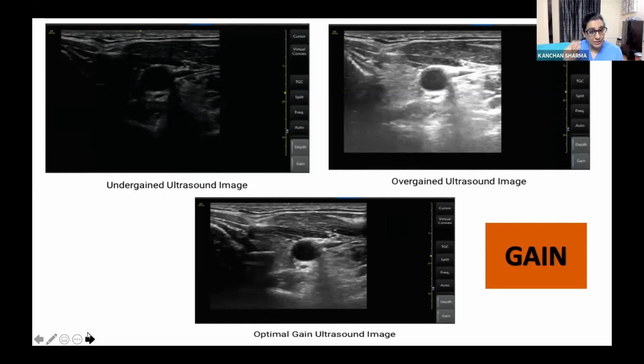So when we are increasing the gain, the machine is going to increase the amount of echoes returning to the probe. That's why the image is going to look hyperechoic to you. And if you are decreasing the gain, this is going to reduce the number of echoes which are returning to the transducer. Fine. So always set optimum gain, right?